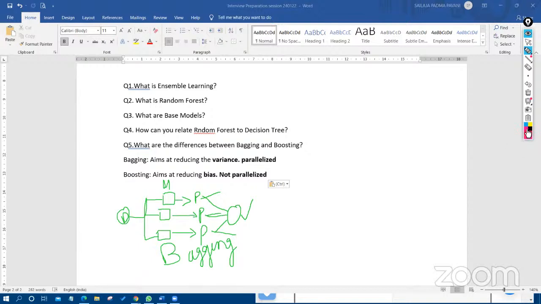Now come to boosting. What do you mean by boosting? First, this is the raw data I have. Here I'm going to build some model. First I'll build some model here, and I see the performance of the model, and I'll get some value.